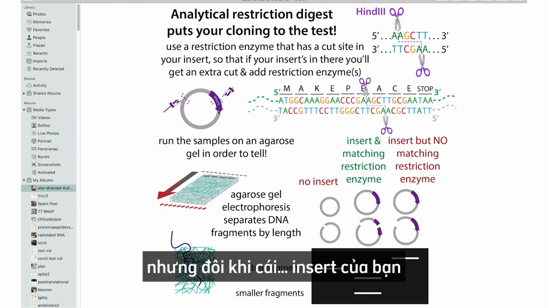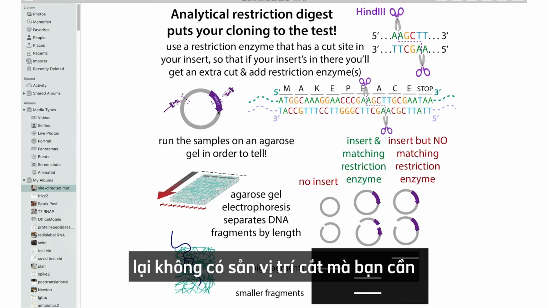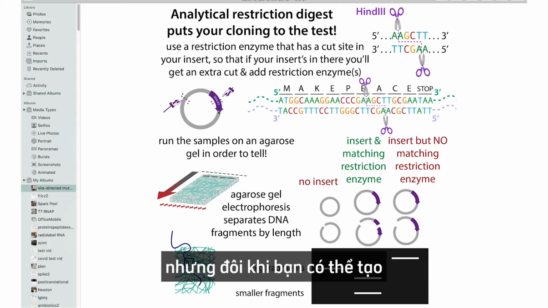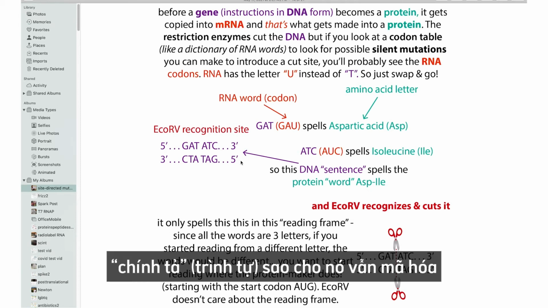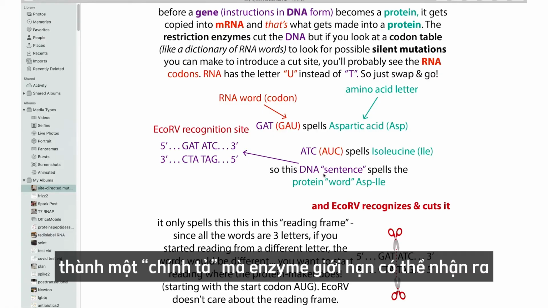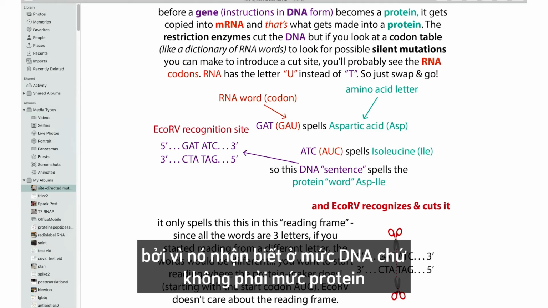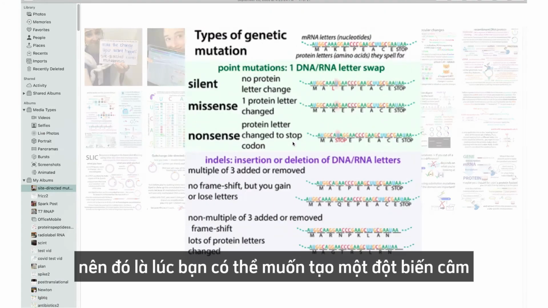But sometimes your insert, the protein instructions you're putting in there, doesn't actually have the cut site that you want. But sometimes you can do a silent mutation to change the spelling so that it still makes the same protein, but the spelling is one the restriction enzyme will recognize, because it's recognizing the DNA and not the protein level. And so that's a time where you might want to make a silent mutation.